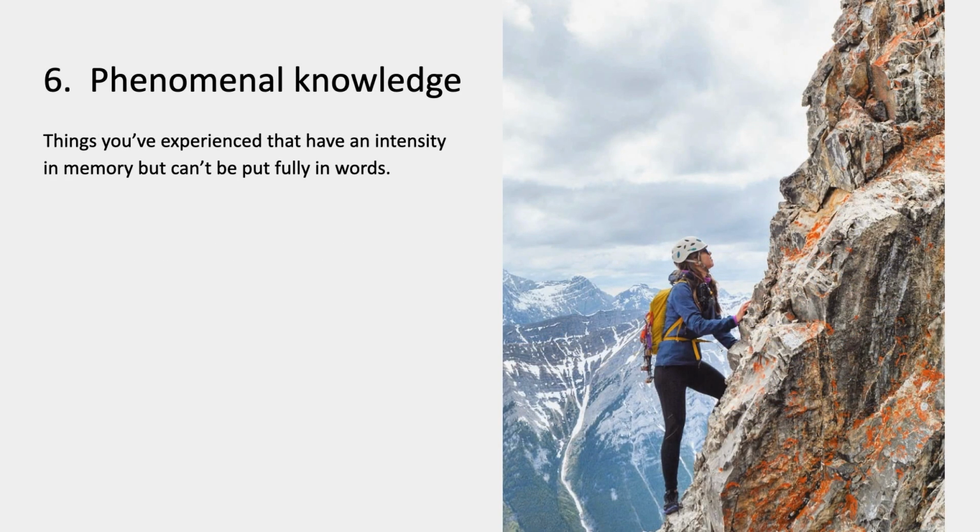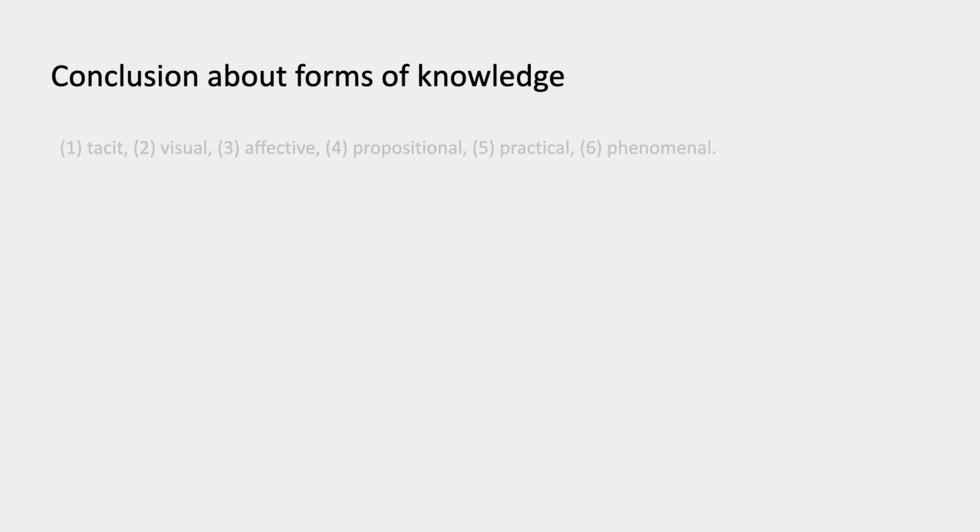And last, phenomenal knowledge. Phenomenal knowledge is the kind of knowledge you have if you've had an experience that is incredibly intense or immersive or absorptive, and so it was just kind of overwhelming. Way too much information, you might say, and it can't be put fully in words for that reason. That's phenomenal knowledge. So there are the six of them altogether.